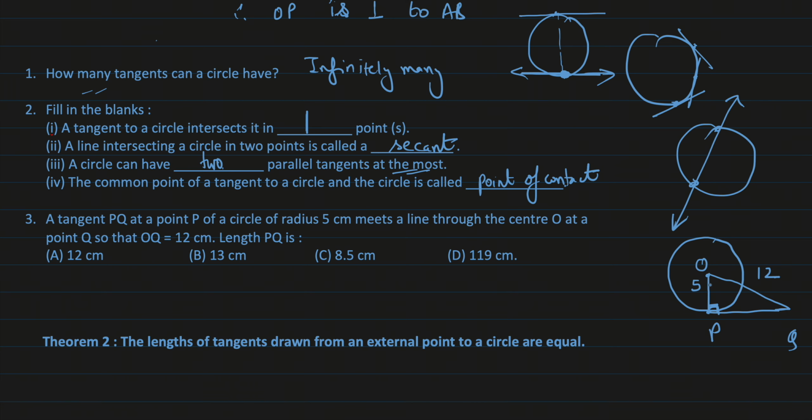The tangent PQ at a point P of a circle of radius 5 centimeter meets a line through the center O at a point Q, so that OQ is 12 and this is 5. So we need to find out PQ. So there is a mistake in this question. It's square root 119. Now, how do we solve it? We know that it's a right angle triangle, OPQ. So here hypotenuse is this. Let's take this as perpendicular, this as base. So we know that base square is hypotenuse square minus perpendicular square, which is 12 square minus 5 square.